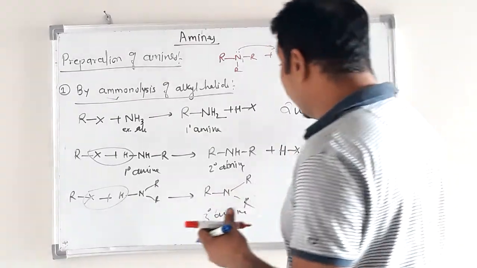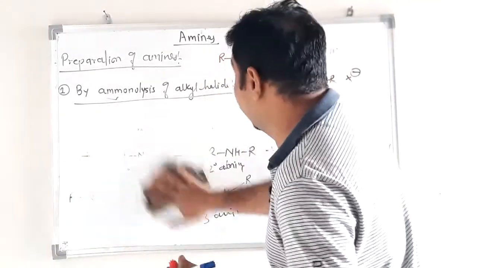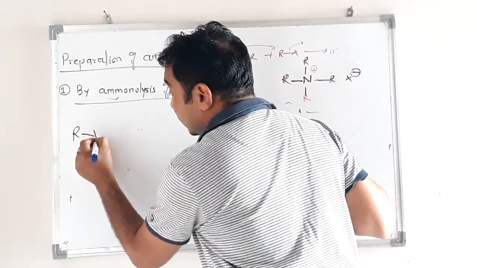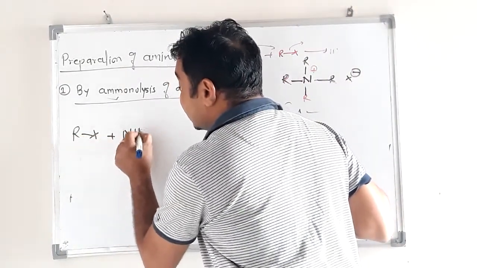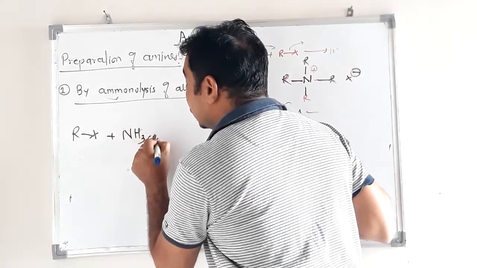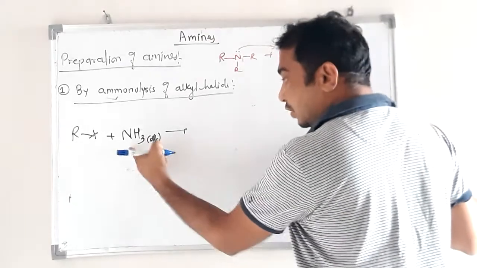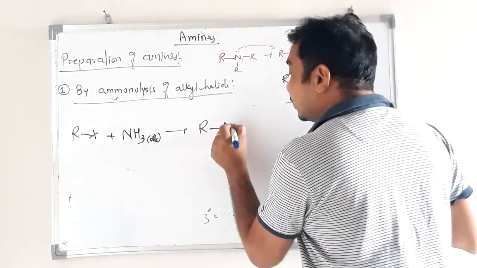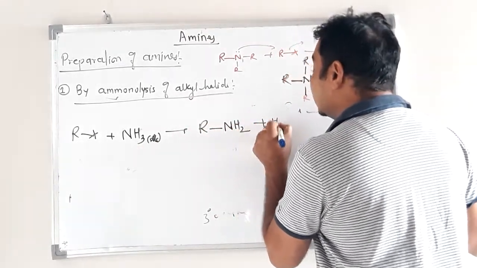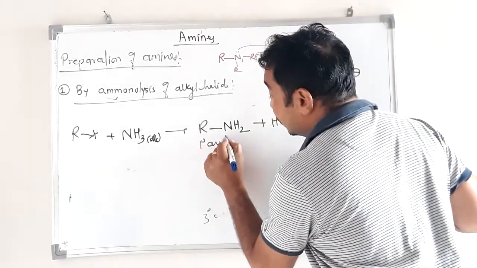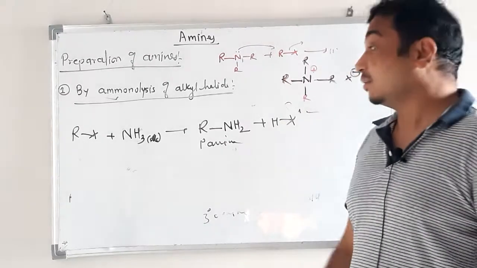But if we use a limited quantity of ammonia, RX plus NH3 alcoholic solution limited, okay, then a calculated quantity of ammonia, then it only gives primary amine, not secondary, not tertiary. Okay. So, this is the reaction. So, in this way we can prepare primary amine.